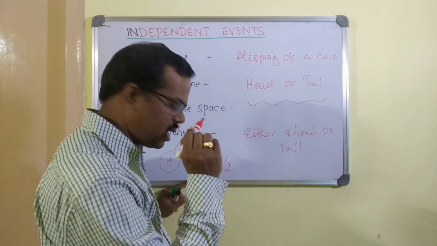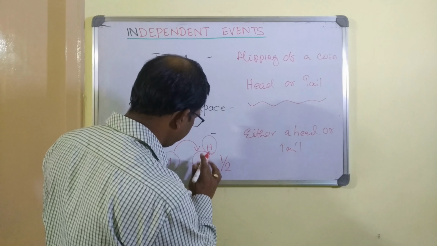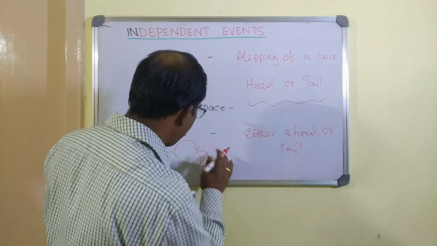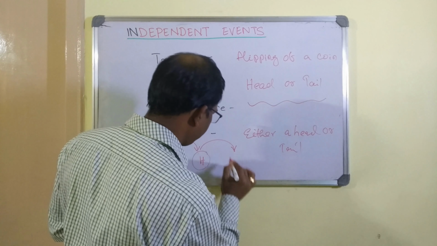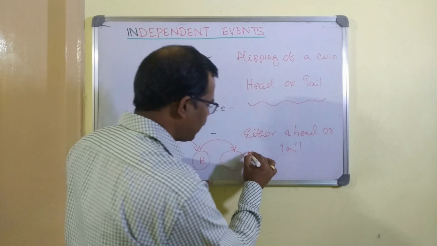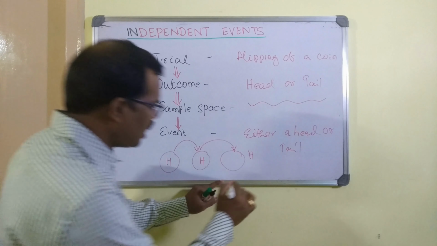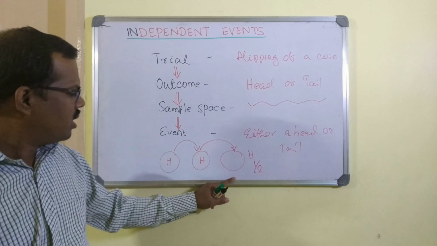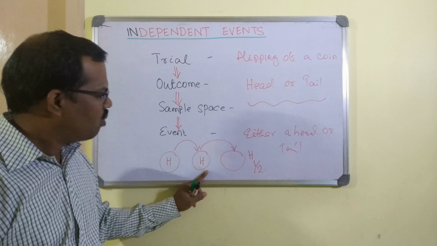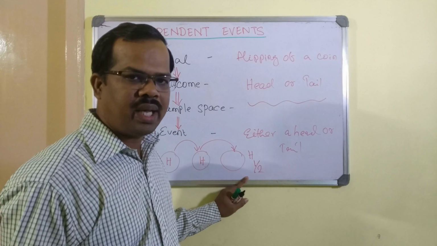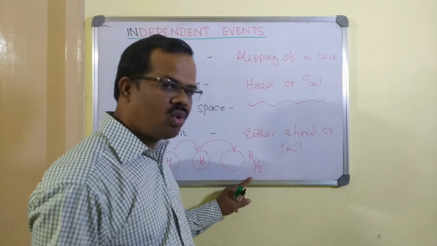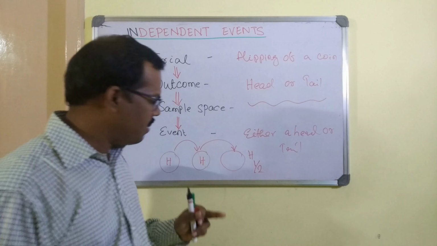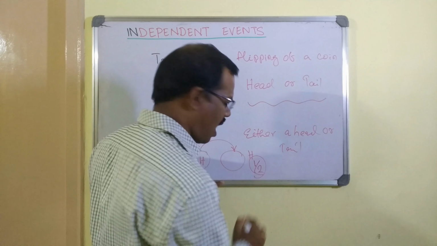Assume that I got a head, and I am going to flip it again. So what is the probability of getting a head again? Still the probability will be half, because I do not know whether, after getting two heads, I am going to get a head or a tail for sure. So the uncertainty of getting a head remains the same, and the probability again becomes half.